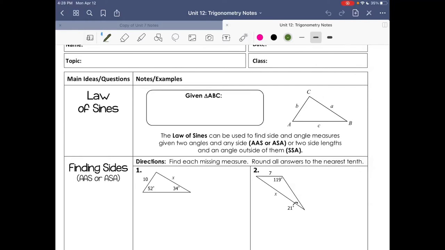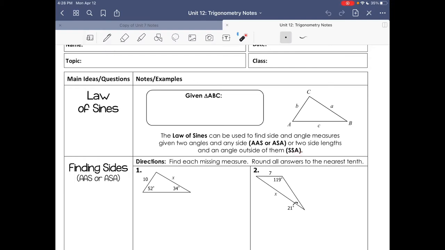All right, so this video is about the law of sines and how to use it. The law of sines can be used to find angle or side and angle measurements, given two angles and any side. This is angle, angle, side, or angle, side, angle, or two side lengths and an angle outside of them. So that would be side, side, angle.